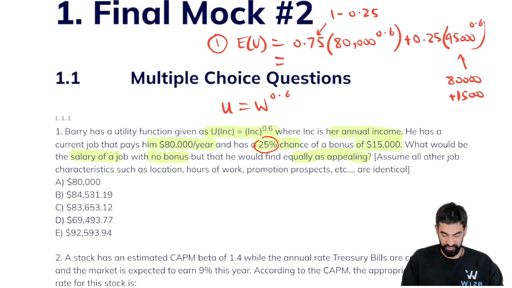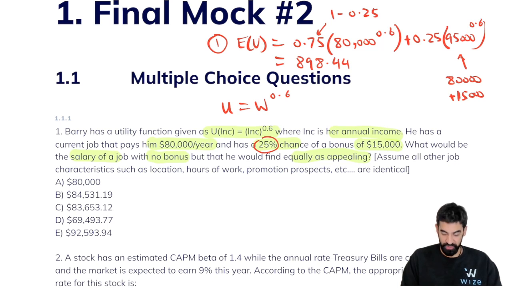And now first let's get that expected utility. So I can just plug it in my calculator in one shot. This would give me an expected utility of 898.44. Is that my answer? No, that's his expected utility, his expected happiness from this job with the bonus.